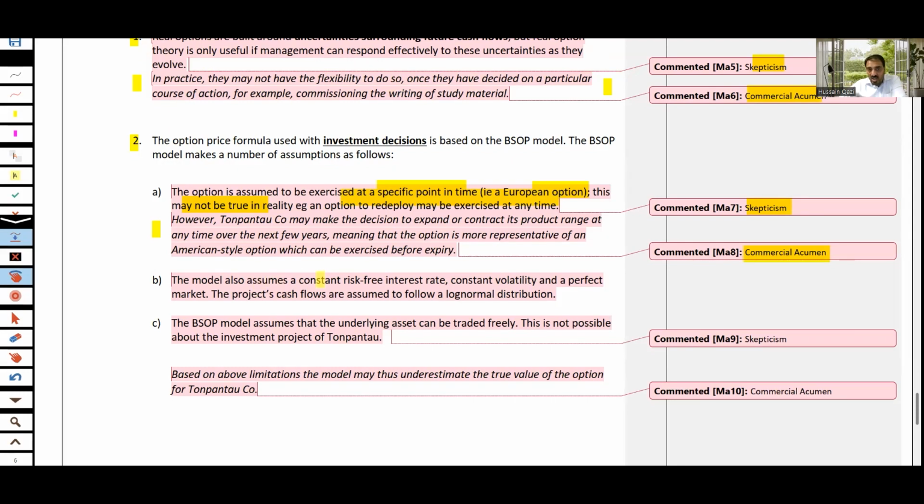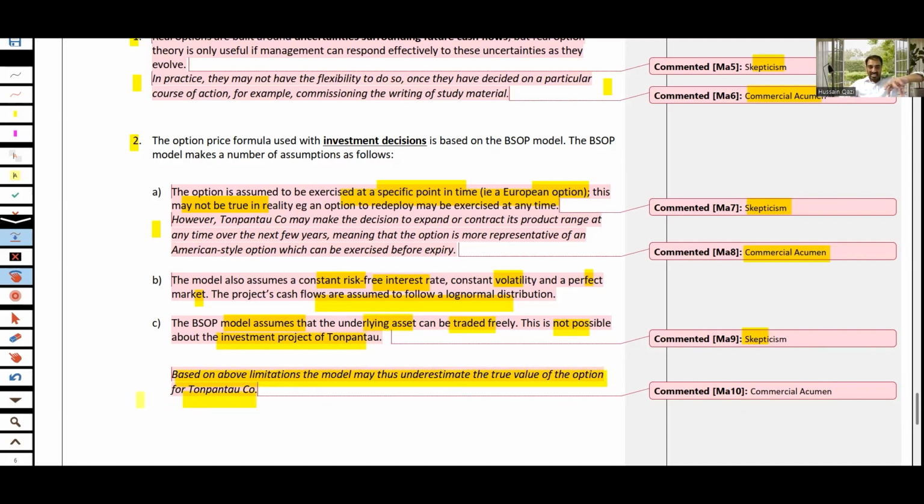The model assumes constant risk-free rate, constant volatility, and a perfect market. The project cash flows are assumed to follow a long-term distribution. Those are only the limitations. The BSOP model assumes the underlying asset is traded freely, but this is not possible for the investment project of Tonpantau. That's called skepticism. Finally, based on the above limitations, the model methods underestimate the true value of the option of Tonpantau company.